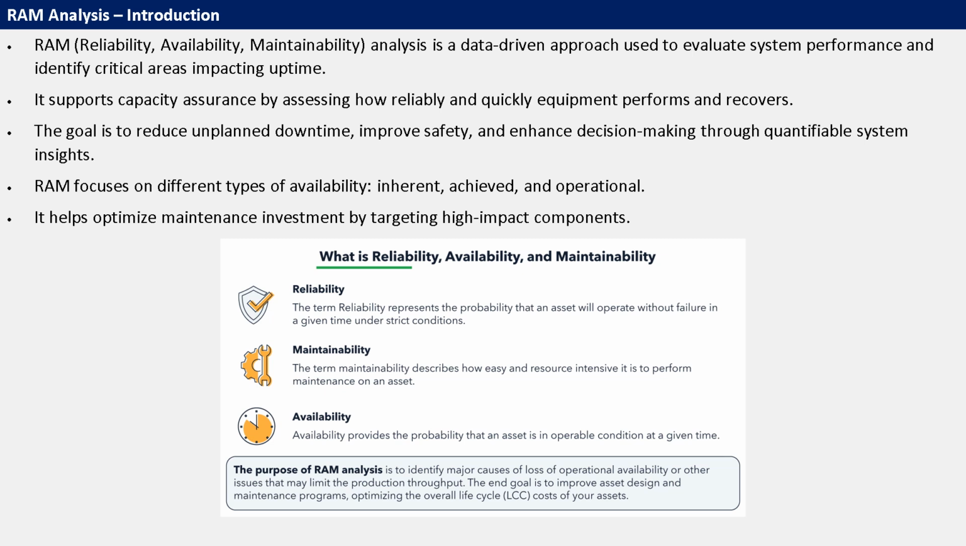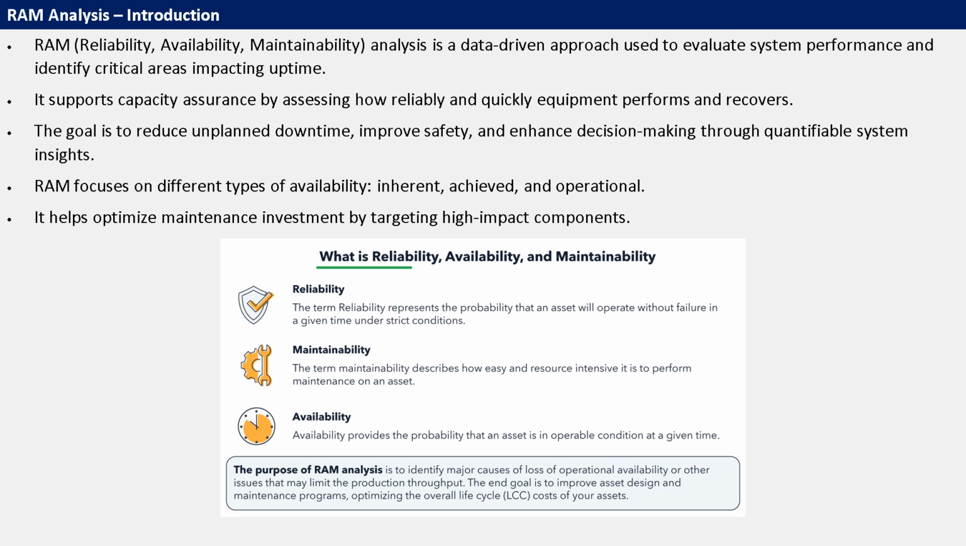Introduction. 1. What is RAM analysis? RAM stands for reliability, availability, and maintainability. It is a quantitative system-level analysis methodology used to measure how often a system fails. Reliability: determine how much time it is operational and available for use. Availability: assess how quickly it can be repaired and restored to service.